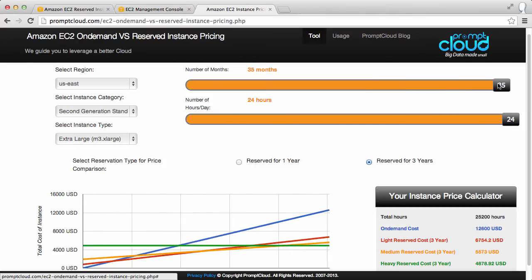Notice how the green line is flat, it's not a slope like the other lines. That's because for heavy utilization reserved instances, you're paying whether the instance is on or not.